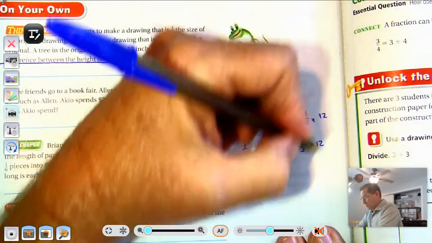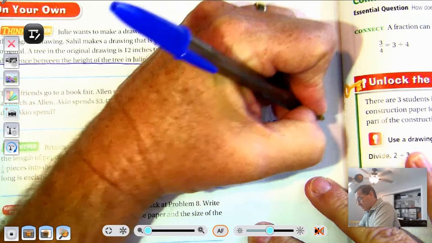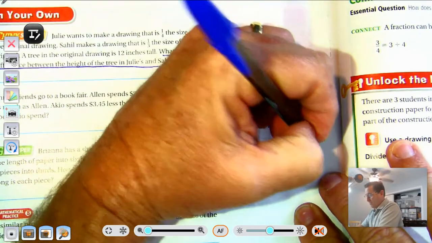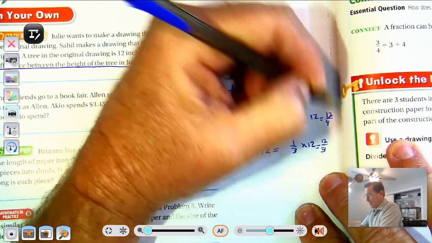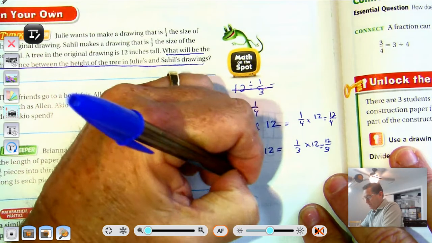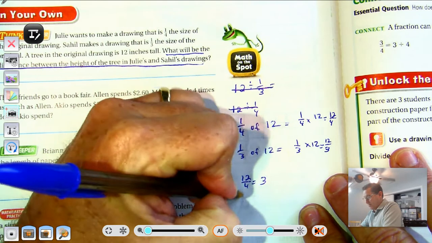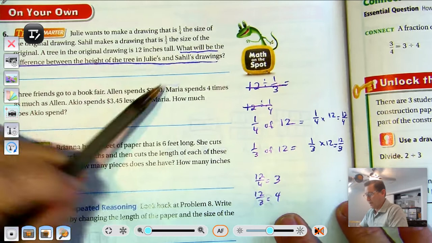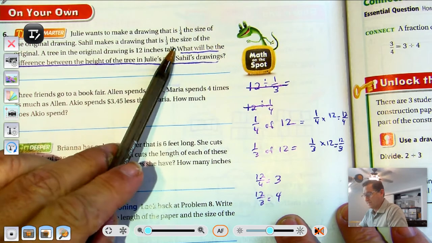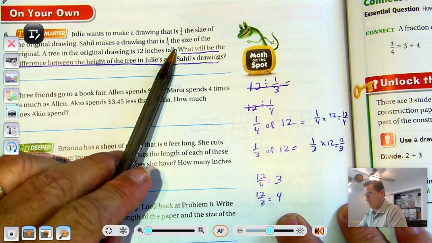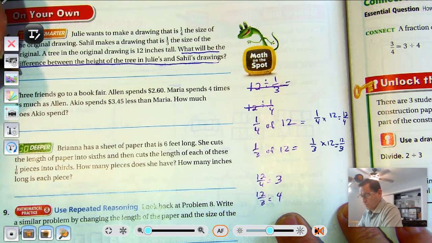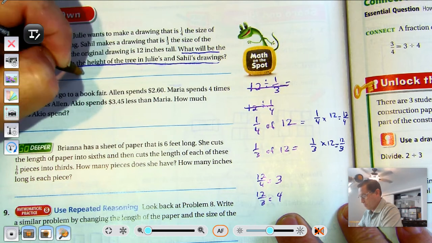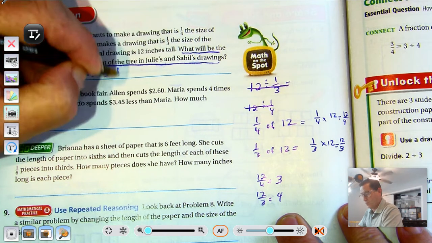So 12 times 1 is 12. Divide by 4. 12 times 1 is 12. Divide by 3. 12 divided by 4 equals 3. And 12 divided by 3 equals 4. So Sahil's drawing is 4 inches tall. So it will be a difference of 1 inch. 4 take away 3 equals 1.